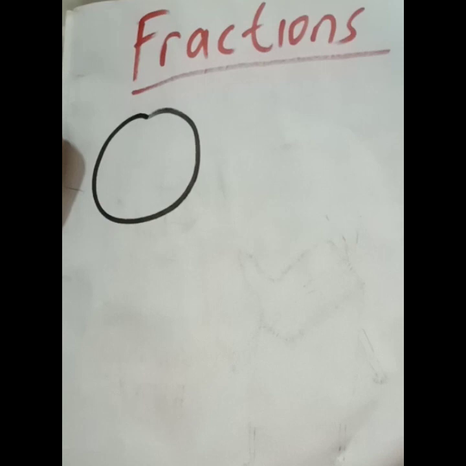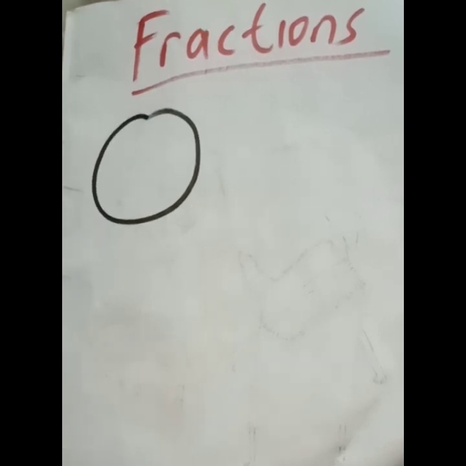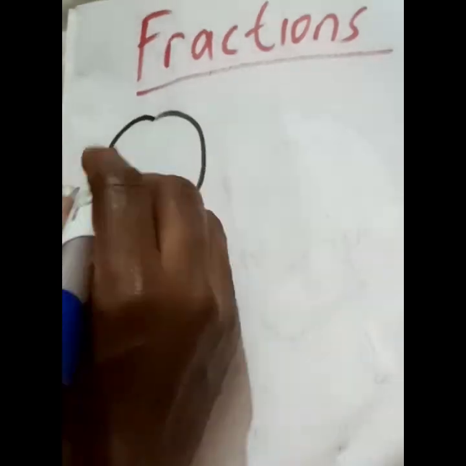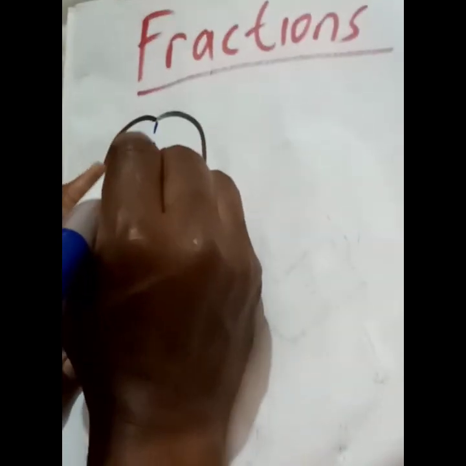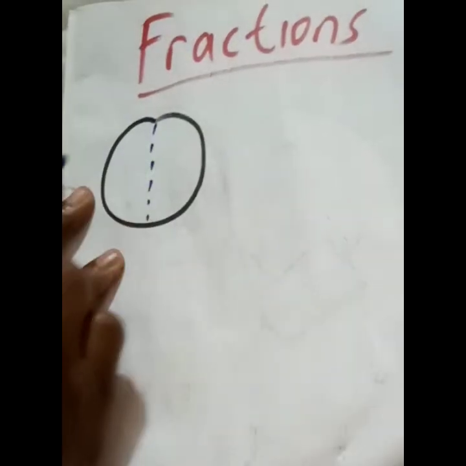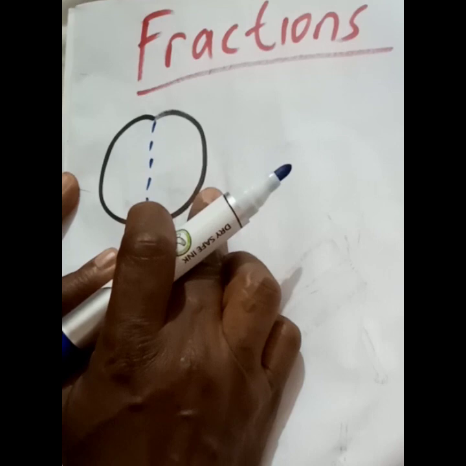But I want you and Ujiro to share this orange. So you are going to divide this orange into two for you and Ujiro. So what are we going to do? We will divide this orange into 2. You will take one part and Ujiro will take the other part.